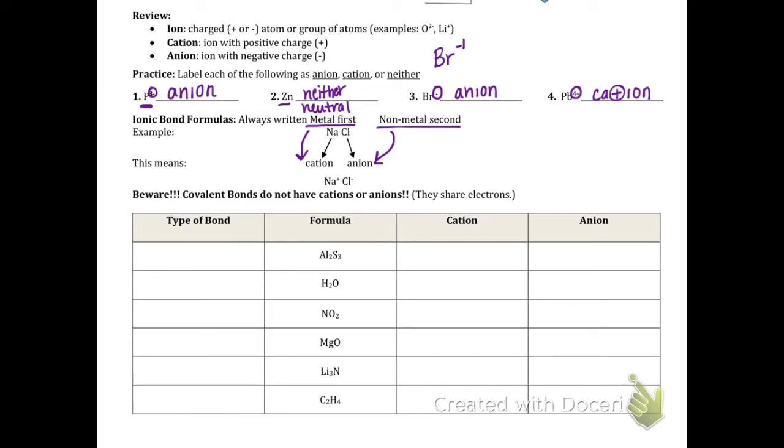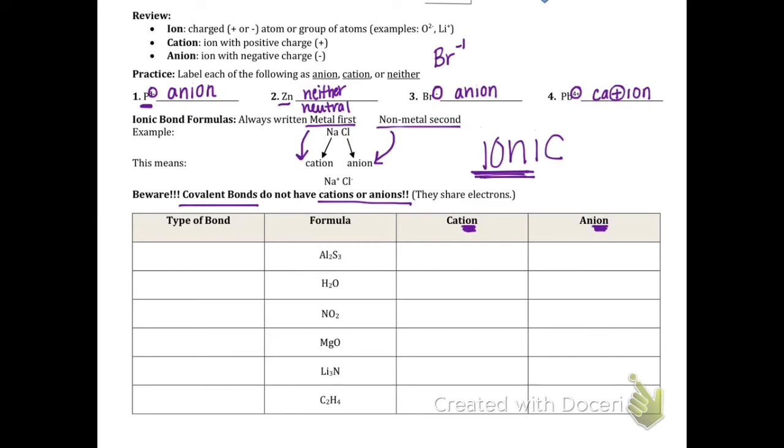Now, if you identify that there's a covalent bond, they do not have ions. Remember, they share electrons. So, think about it this way. When you have an ionic bond, it has the word ion in it. Ionic bonds will have a cation and an anion. It will have both. So ion, ion, ion. They all have to match.